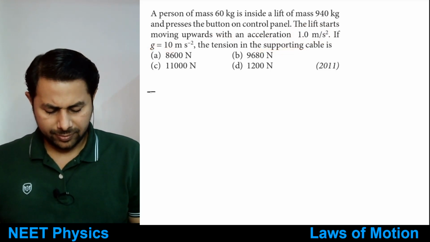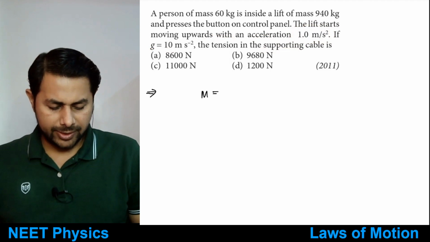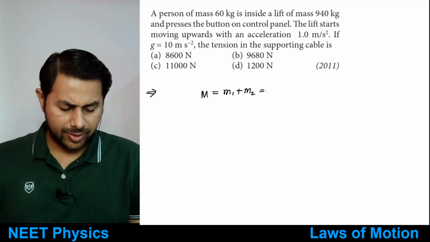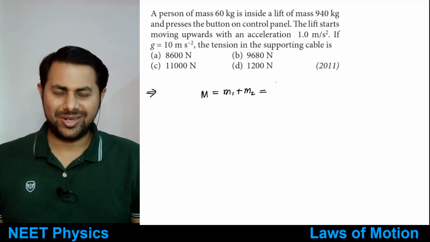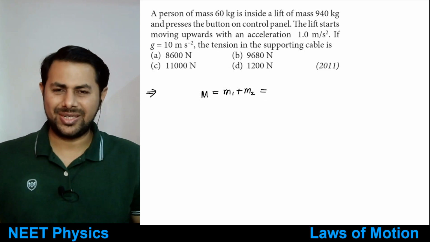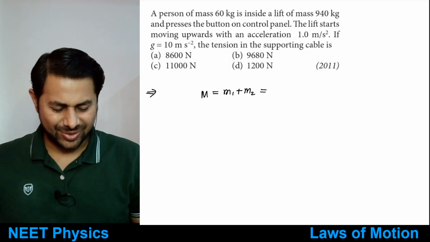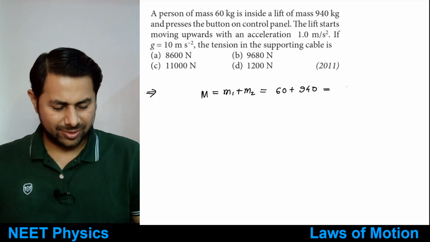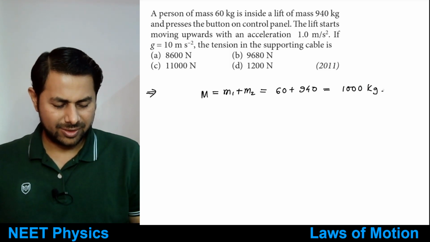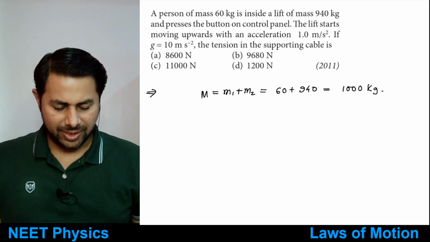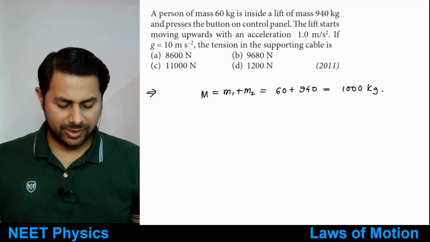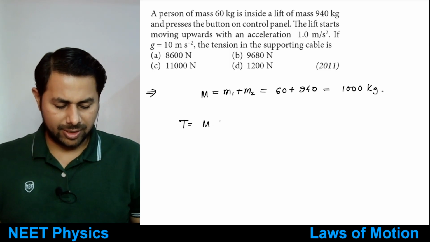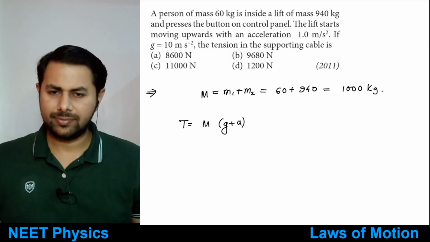Tell me, what is total mass? Total mass is m1 plus m2, mass of the man plus mass of the lift. Now if there are n people inside the lift, then you will take collective mass of them. Okay. So that is 60 plus 940. So it is 1000 kgs. This is total mass. So what is the tension? If lift accelerates upwards, the tension is just equal to what? Total mass multiplied by g plus a.